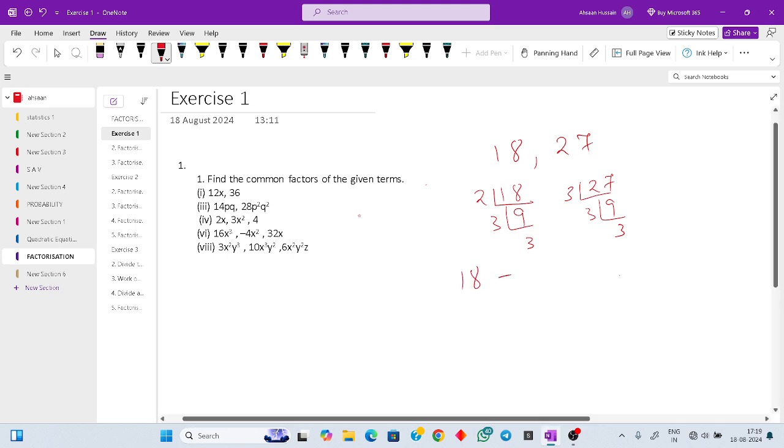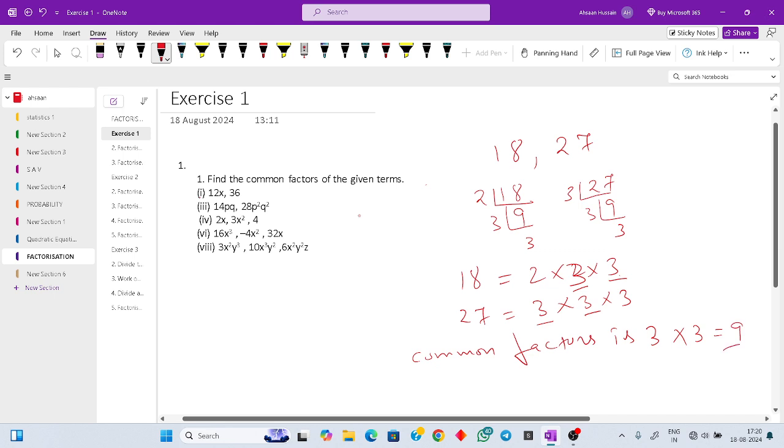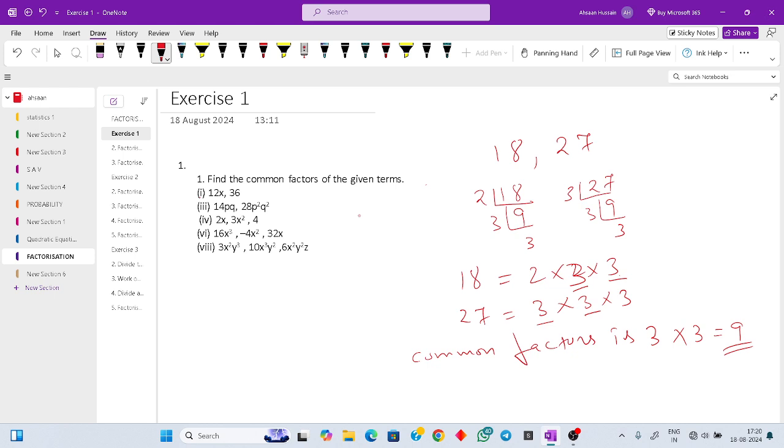So 18 equals 2 into 3 into 3, and 27 equals 3 into 3 into 3. So the common factors: this 3 is common and this 3 is also common. That is 3 into 3, that is 9. So 9 is our common factor in 18 and 27. Now let's come back to the question.